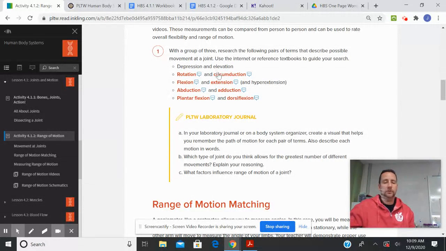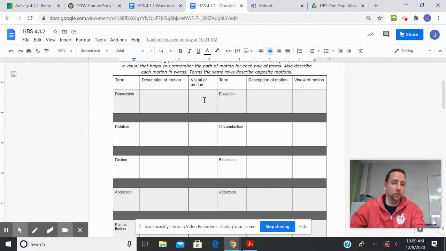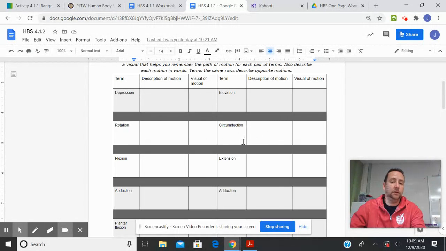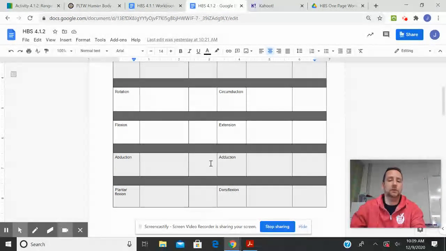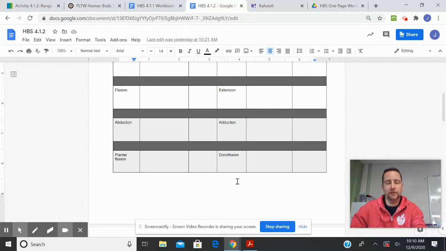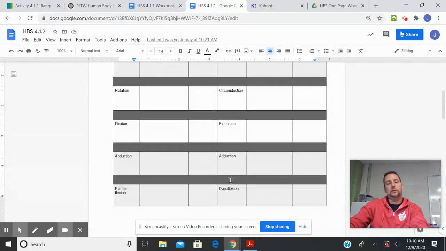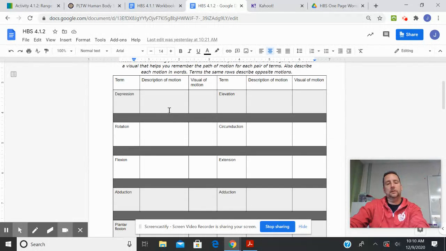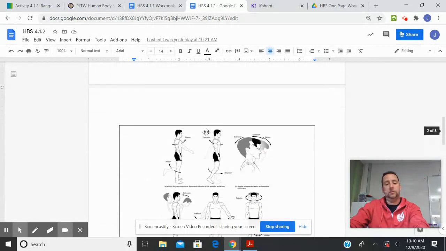So describe those motions very briefly, and then make a sketch on the 412, a visual or something that shows how that motion works. Okay. And do that for each of these: rotation, circumduction, flexion, extension, abduction, adduction, and plantar flexion and dorsiflexion. There are other movements besides these, like supination and pronation, but these are the ones we're going to focus on. So once again, describe them and then put a visual for each of those, some sort of drawing that helps you remember it.